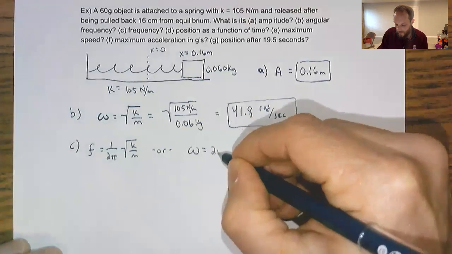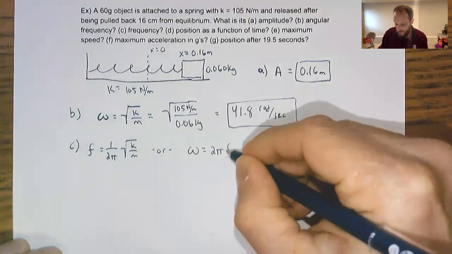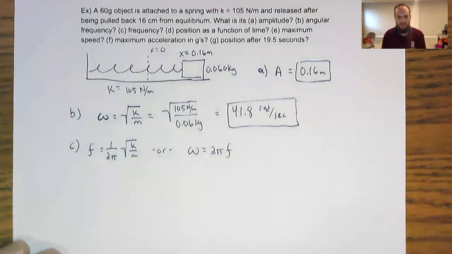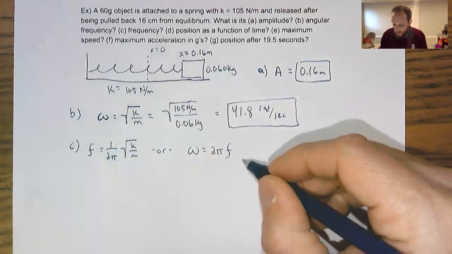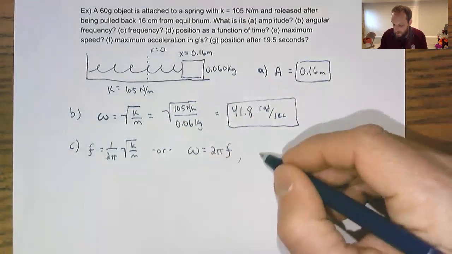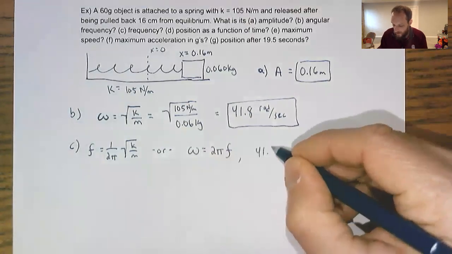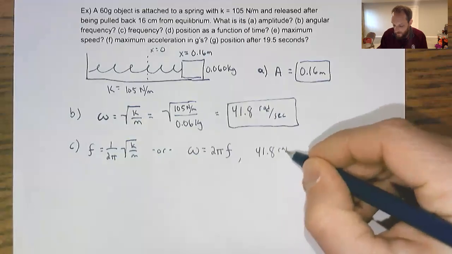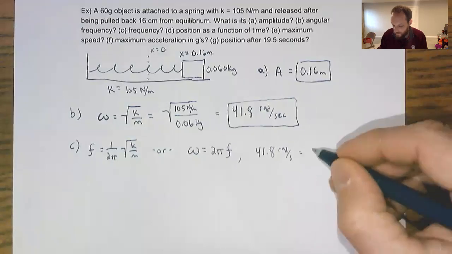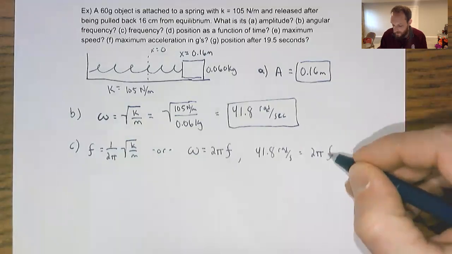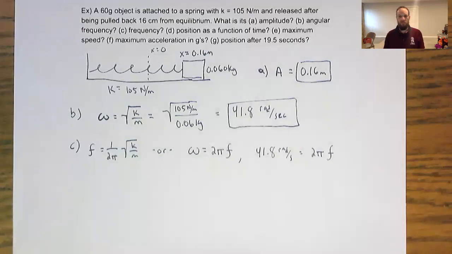We learned last class that omega is equal to 2 pi times the frequency. I might as well just use that. I don't even have to take a square root. In fact, you'll see that mathematically they end up being the same thing. But I'm going to use this second form right here because I've got omega, 41.8 radians per second equals 2 pi times the frequency. So then I can just divide both sides by 2 pi and find the frequency.